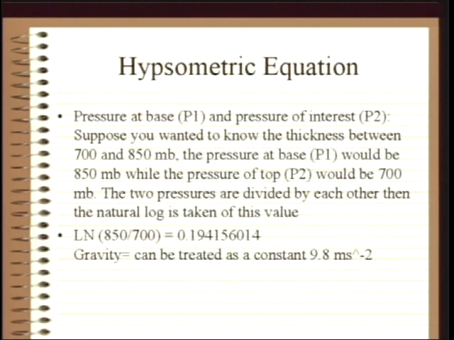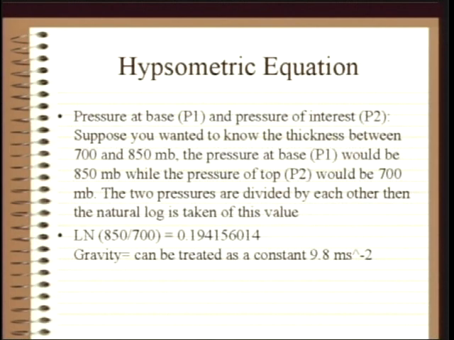The P terms in the hypsometric equation: the pressure at the base, or the bottom of our layer, is P1, and the top of the layer is P2. So suppose you wanted to know the thickness between 700 and 850 millibars. The pressure at the base, P1, would be 850 millibar, while the pressure at the top, P2, would be 700 millibar. The two pressures are divided by each other, then the natural log function is taken of this value.